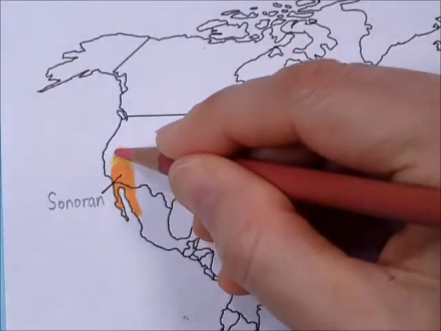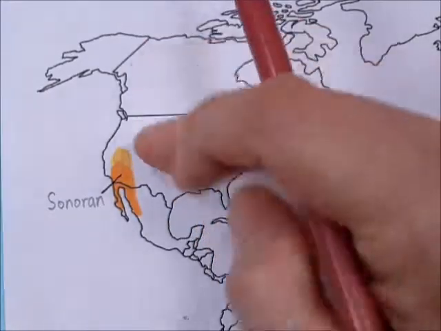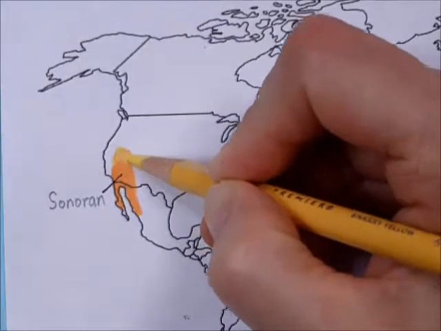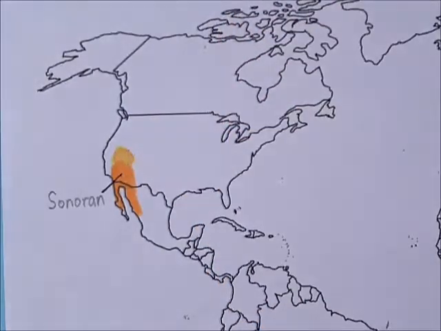It's a different desert. I'm going to make it a little bit different color here so you can see it on film. If I was going to make it yellow, well, I guess you can see yellow. Alright, so this is the Mojave Desert.